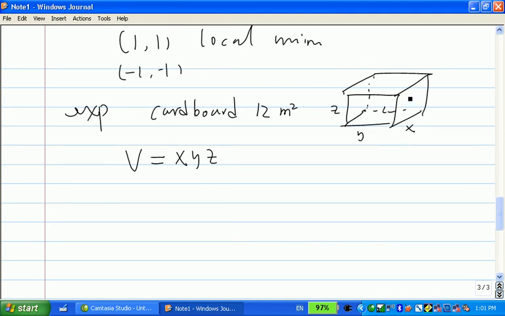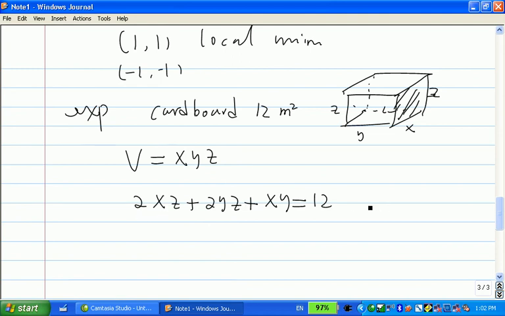Here is z. X times z gives you this area. X times z, you got two of them, one on this side. Then y times z gives you two sides too, YZ. Then you have the bottom, which is x times y. Remember, without lid, so x times y, you only got 1. This total surface area gives you 12.